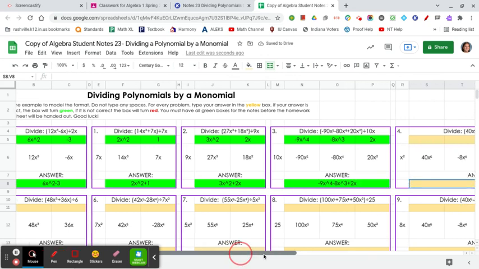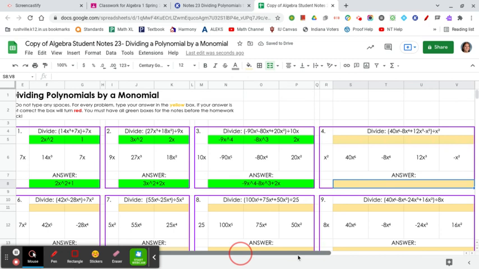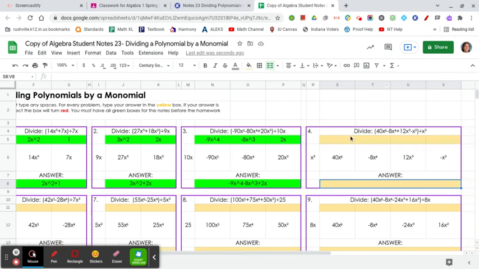Okay, I think I'm going to do one more with you, and then I'm going to let you try. And you'll be able to know if you're doing these correctly by seeing if your cells are turning green.